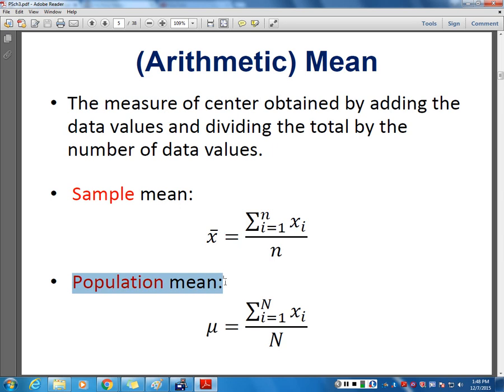And the population mean, we denote that with the Greek letter mu. Looks kind of like an M and kind of like a U, mu. And that's found by adding all the numbers up in the population and dividing by the size of the population. Well, you've probably done this before. You add things up and divide by the number of things you have. That's also known as taking an average. Now, in statistics, we refer to it as the mean.